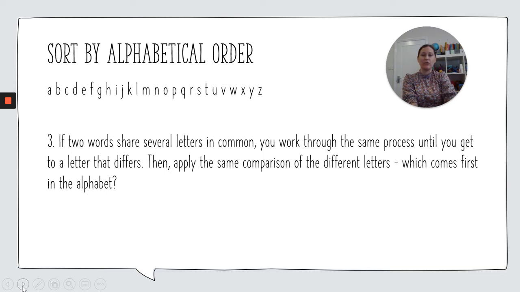As I said before, if 2 words share several letters in common, then we work through those. So we sort the first letters first, and then within our list, we might have a few words that share 1, 2, 3 or more letters, especially if you're doing a list where we're looking at a base word with lots of different endings on it. All the bases are going to be the same, and then we have to go all the way to the suffix before we can put them into order.